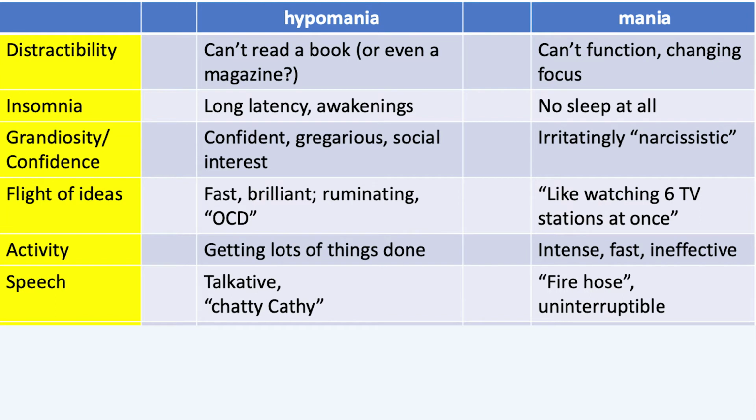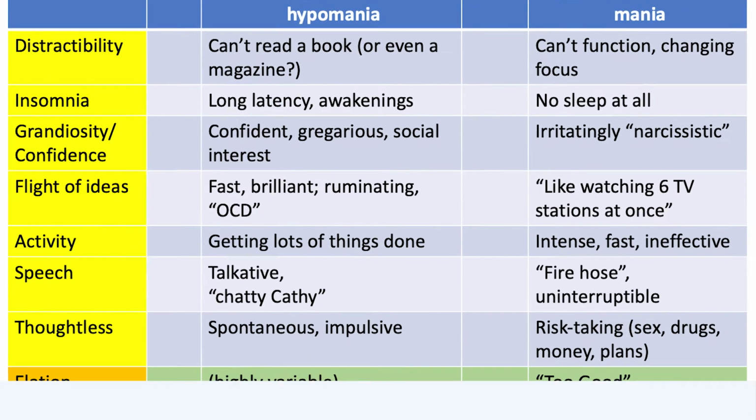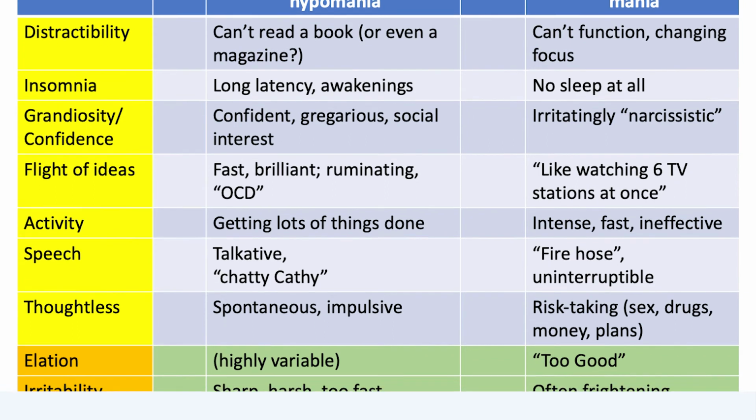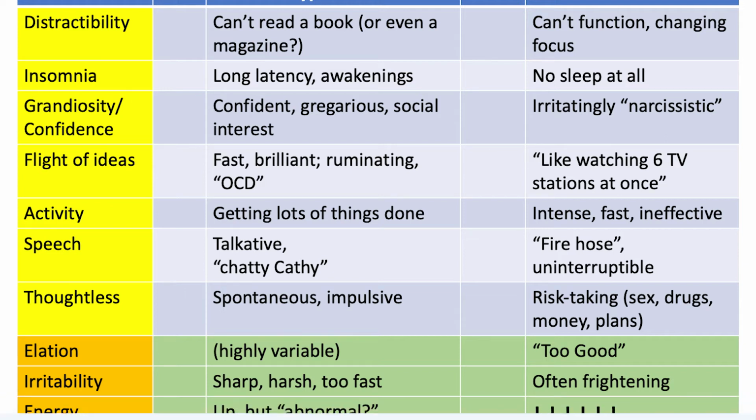Speech is talkative, like Chatty Cathy, one of my patients, described herself once. Thoughtless impulsivity, not so much risk here, more like spontaneity, like, hey, let's all go to the beach. Elation is variable. It's like, well, today's a good day. Today's a really good day. Irritability means sharp, harsh, and just getting angry over stuff, getting angry too fast or over minor things. And lastly, the energy thing, well, it's just up, but it's not so far up as to be ridiculous, which it is in the more fully manic form.